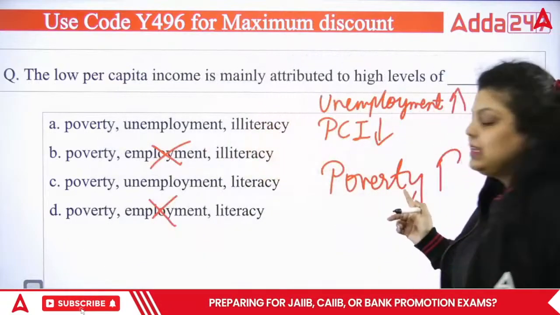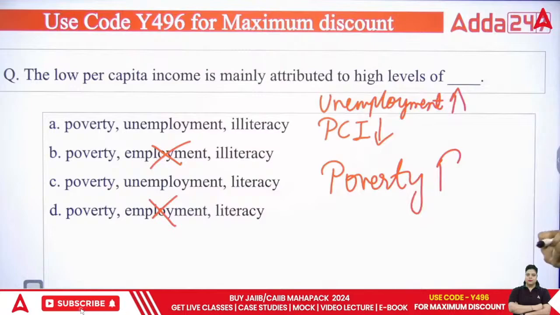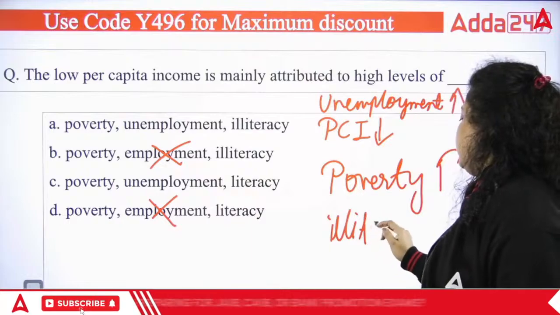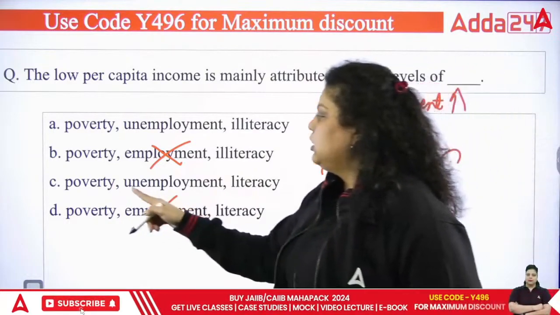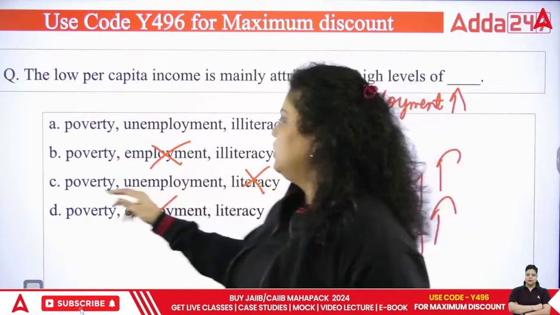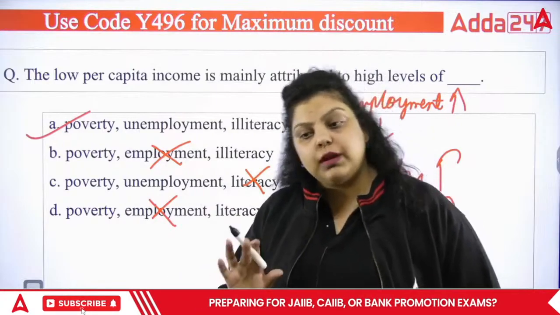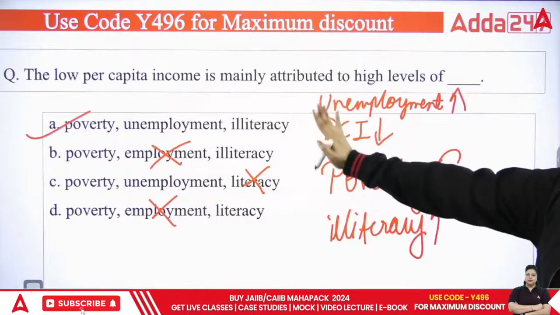So if your poverty is high, it means people are not having better educational qualifications. So it means people will be illiterate. Your illiteracy rate will rise. Okay, and you can see the third option is saying literacy, so it will be removed and the right answer will be A. So this is how, with the help of the elimination method, you can answer anything. The answer will be your option number A.